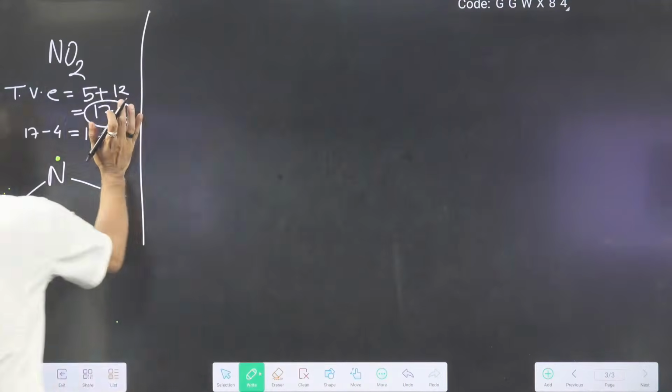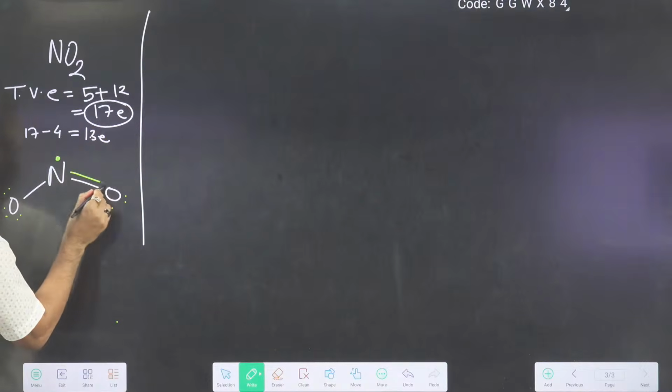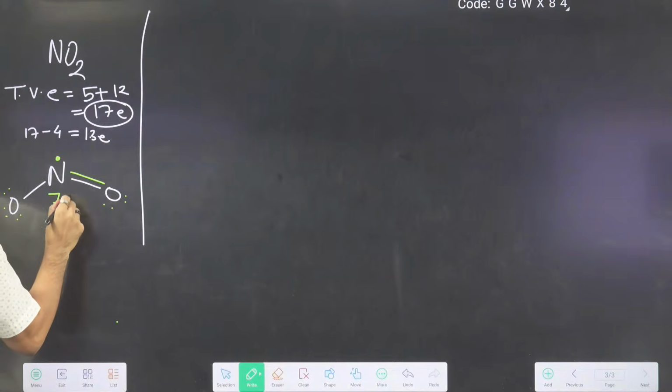By making a pi bond. Very good. So I will remove this electron. I will make a pi bond now. Now 7 electrons done.